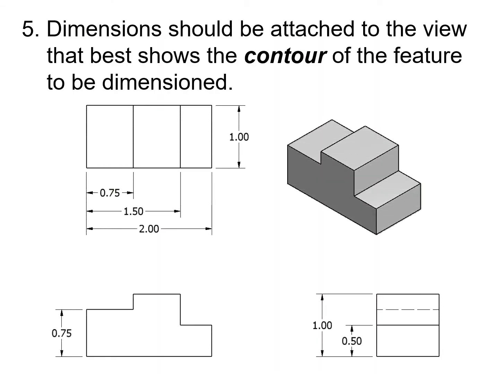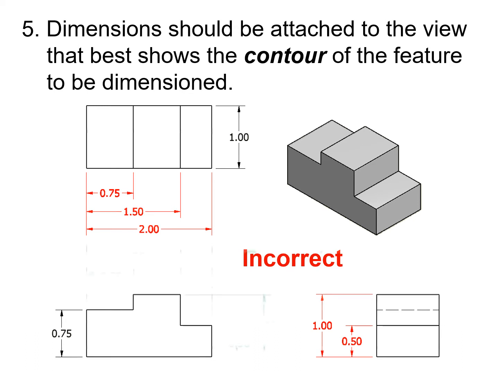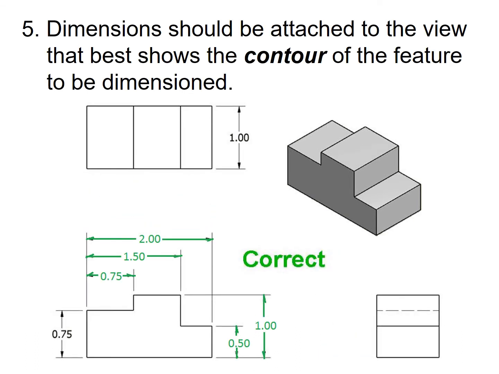Number five, dimensions should be attached to the view that best shows the contour of the feature to be dimensioned. For example, these dimensions in the top view would be better served in the front view, and the same thing with the dimensions that were in the right side view. They are now on the front view. They just help really communicate what this object is really all about.